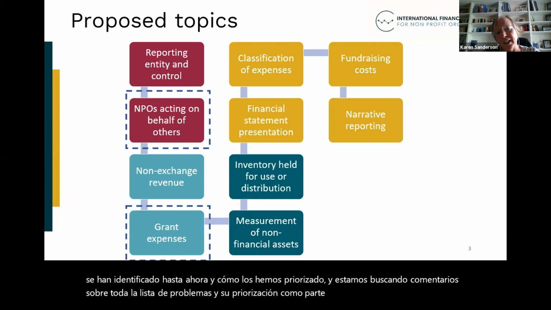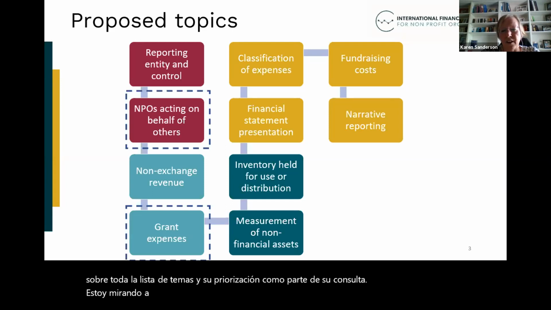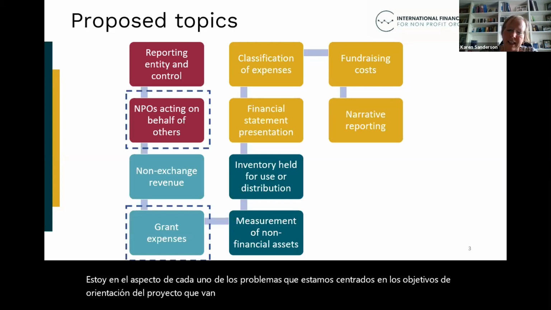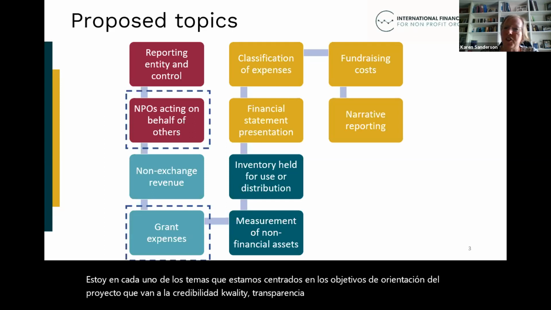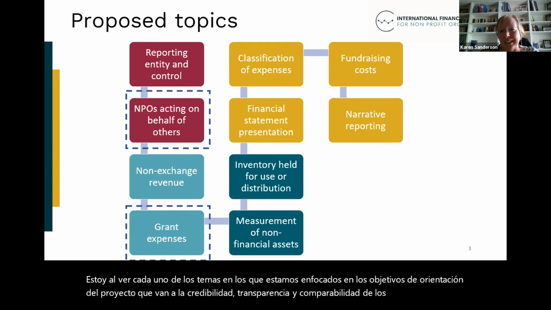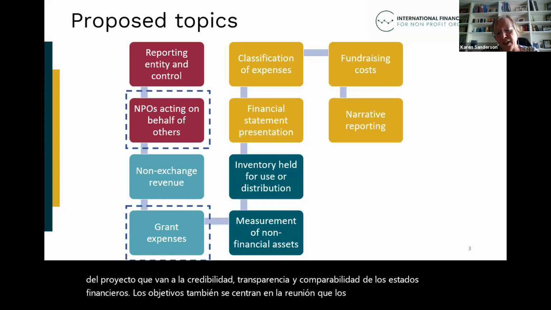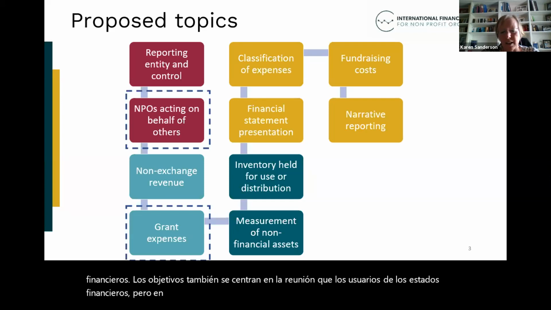In looking at each of the issues, we're focused on the project guidance objectives that go to the quality, credibility, transparency, and comparability of financial statements. The objectives are also focused on meeting the needs of users of financial statements, but in doing so, balancing the needs of preparers as well. So they kind of sit at the heart of what we're doing.